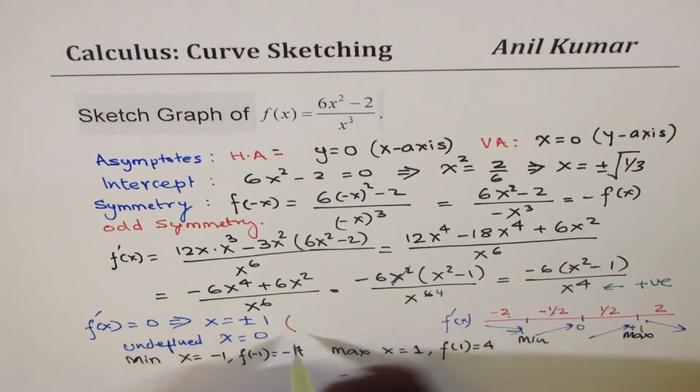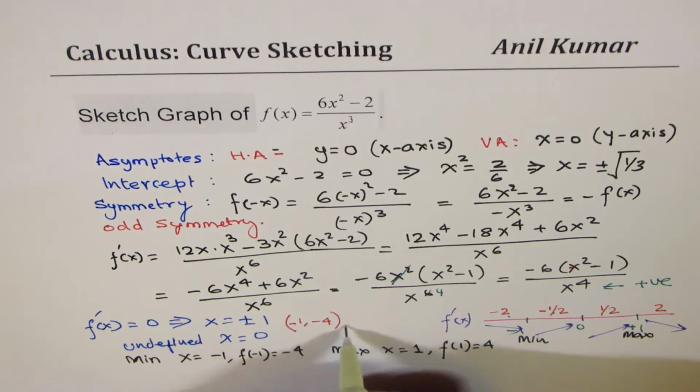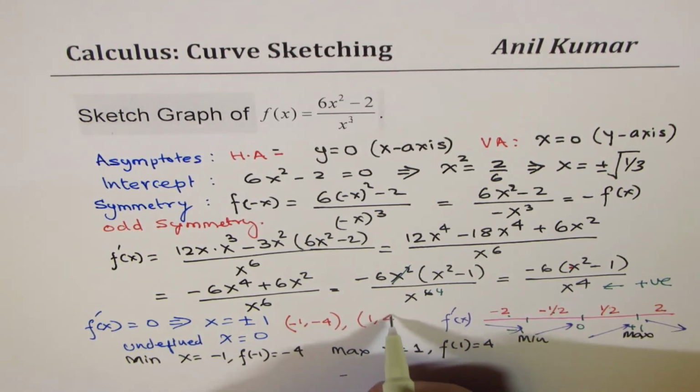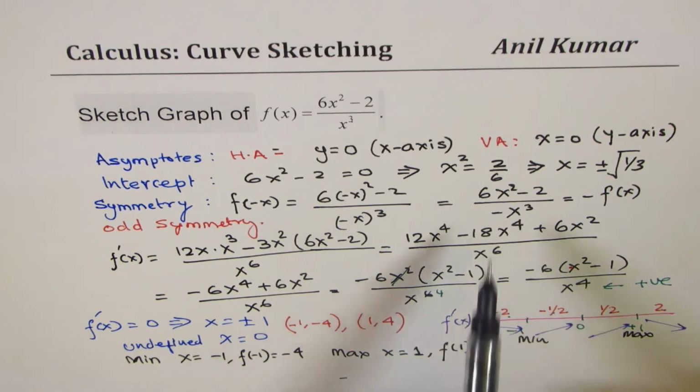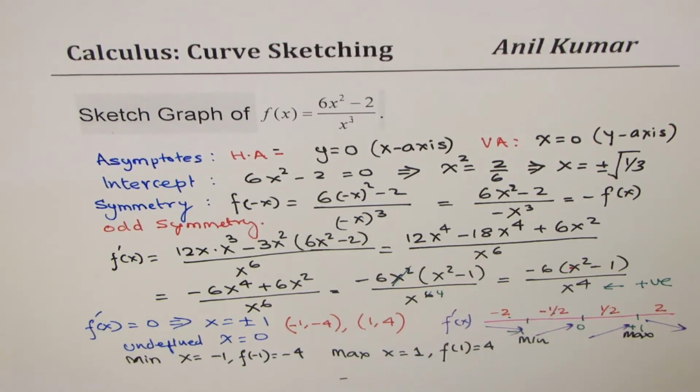Let me write it in red. These are minus 1, minus 4, and plus 1, plus 4. Great. Now let's move on to the next page. We'll find the second derivative and apply all this learnings to sketch the curve.